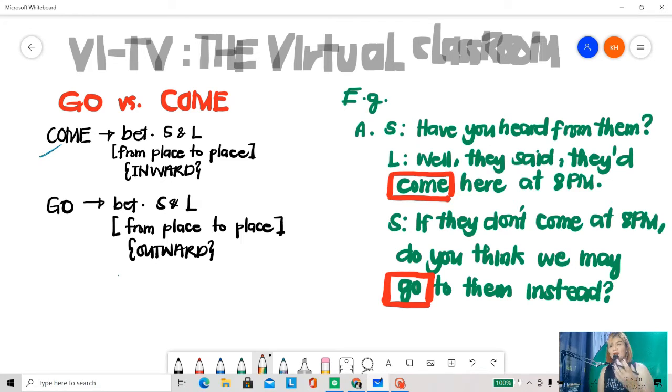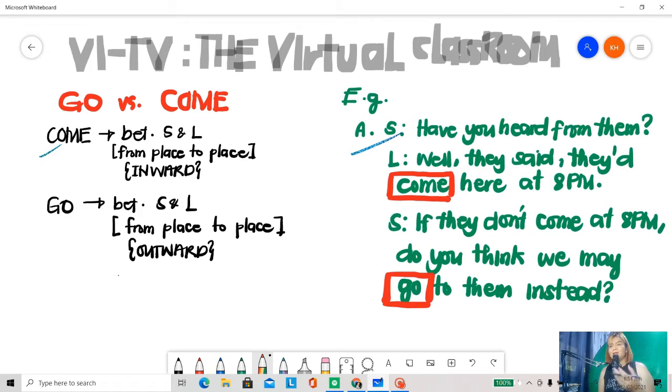So, yung motion ng action, if you will use come in this communicative situation, it will be going towards them or inward. Okay? It's as if merong external something or someone na papunta sa kanila. So, to concretize that definition or explanation, let us study this example right here. So, ang sabi ni speaker, have you heard from them? Ang sagot ni listener, well, they said they'd come here at 8 p.m.